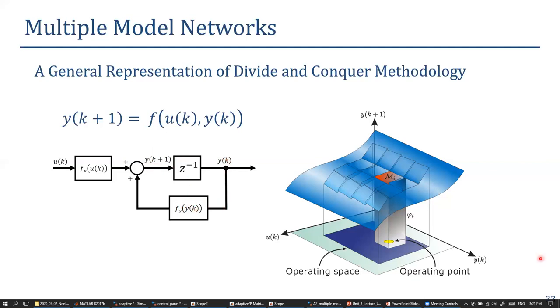It is a nonlinear function of the output, which we have here, plus a nonlinear function of the input, which we have here. And that creates a nonlinear surface above the operating space. A linear surface would just be a plane, but since the system is nonlinear, we have a nonlinear surface. The divide and conquer approach is then to have some division around the operating point. And you see this gray block here in this representation, this is a validity function, or membership function, which tells us which model is valid at that particular operating point.